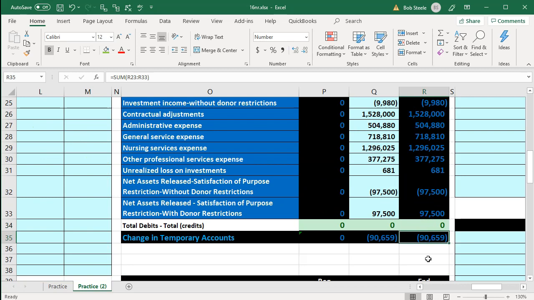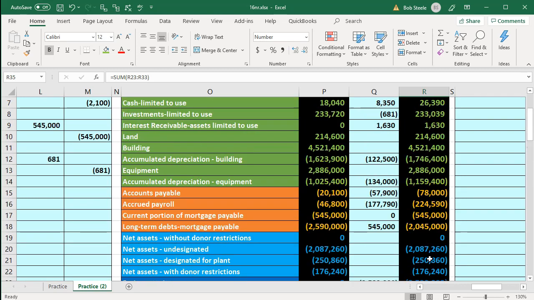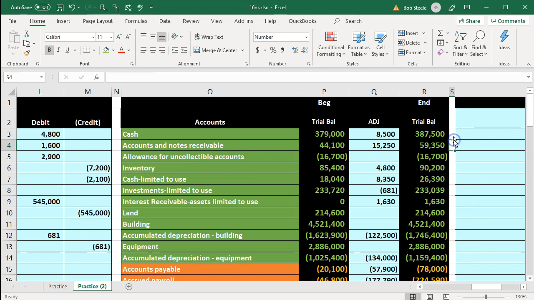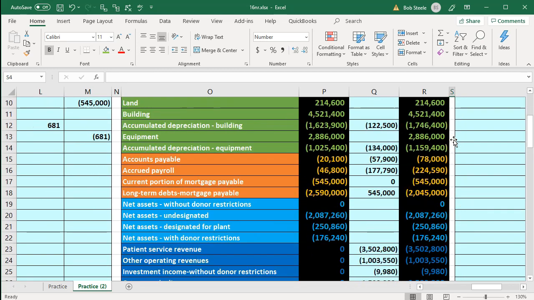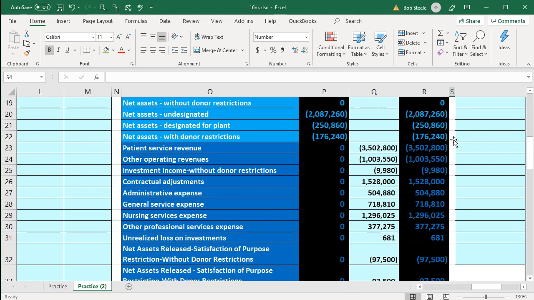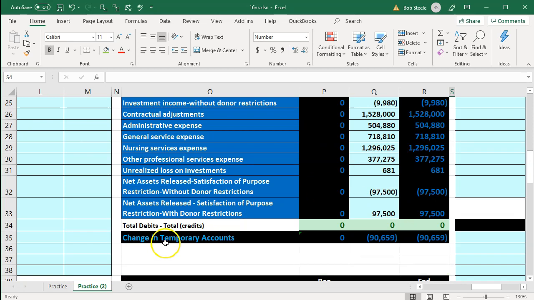Here's the effect on what would be similar to the net income. I'm going to scroll back through this slowly so you can see the numbers here. This is where we will stop for this session, and then next time we're going to go through and start with the closing process.